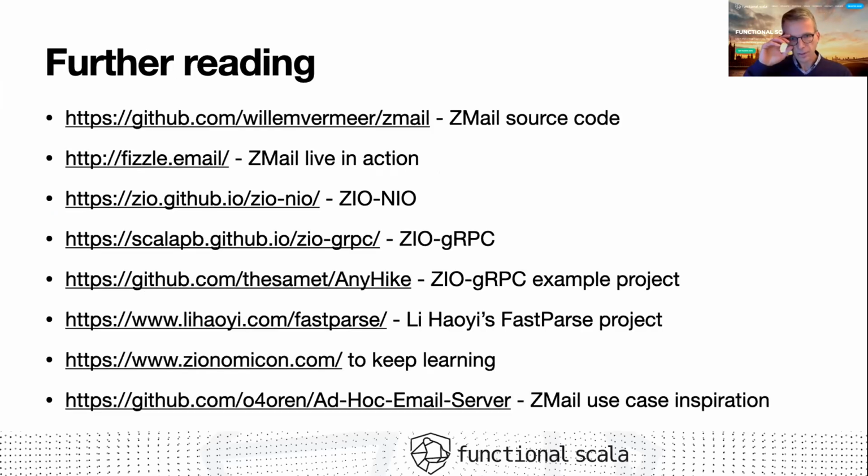This is a list of the resources that I used to put all of this together. Like I said, the code is out there. I should mention the fastparse project by Li Haoyi, and also the ad hoc email server. This used to exist as a service, but it was taken down by the developer. But this was my inspiration because it already implemented this same idea, but of course not using Scala or ZIO.